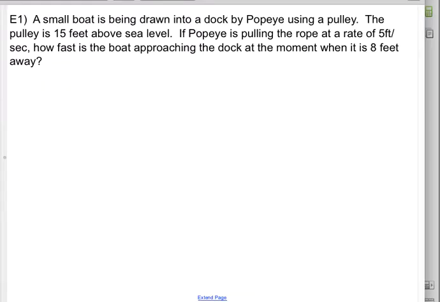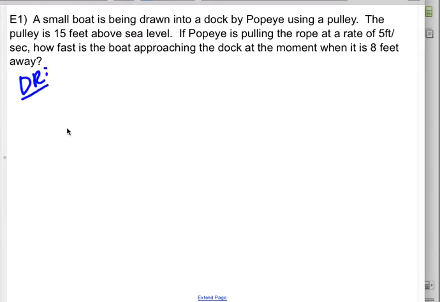All right, so a small boat is being pulled to a dock by Popeye using a pulley. The pulley is 15 feet above sea level. If Popeye is pulling the rope at a rate of 5 feet per second, how fast is the boat approaching the dock at the moment when it is 8 feet away? All right, cool. Let's draw our diagram and label our rates.